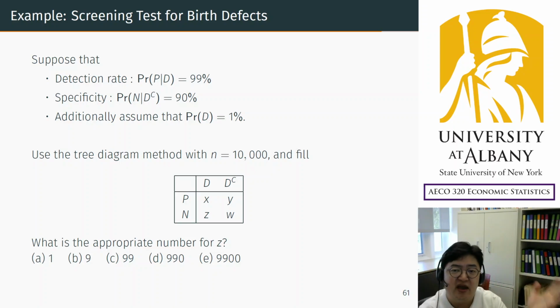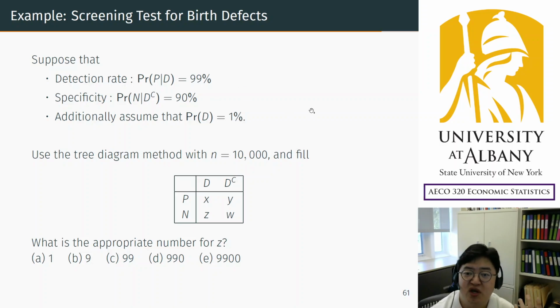By the way, these numbers are not true, just simplified numbers. Actually the detection rate and specificity could be higher than these, and the actual probability of birth defects is much lower than 1%. So I'm just using simplified numbers, but the actual probability could be more extreme. But let's see what happens with these numbers.